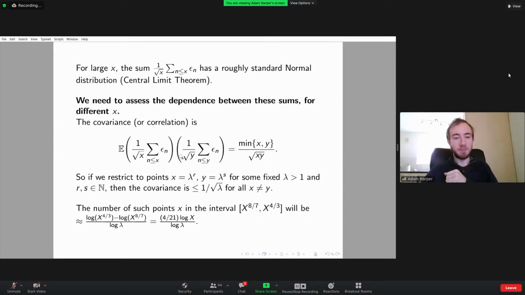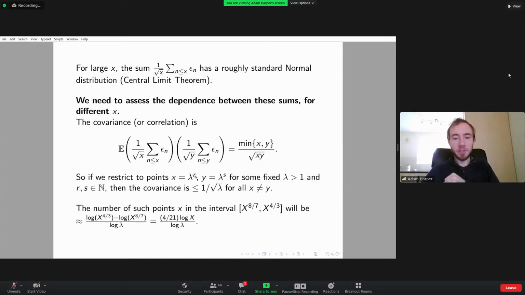And actually, it's pretty easy to see what this will be. There's a factor square root x and square root y that comes out here. And then when you take the expectation of the product of the two sums, because the epsilon n's are independent of one another, the only terms that survive are the ones that occur in both sums. So that's the ones that go up to the minimum of x and y. So this covariance will be the minimum of x and y divided by square root xy. And you can see that that's at most 1. Which is good, it's a kind of sanity check, because it has to be at most as big as the variance, which is 1 from up here.